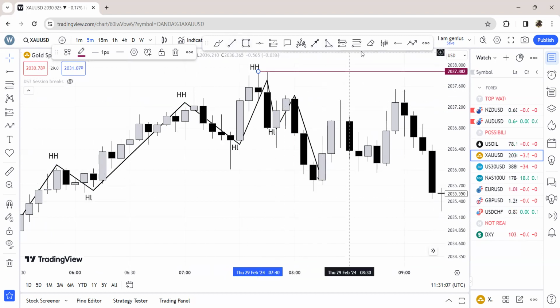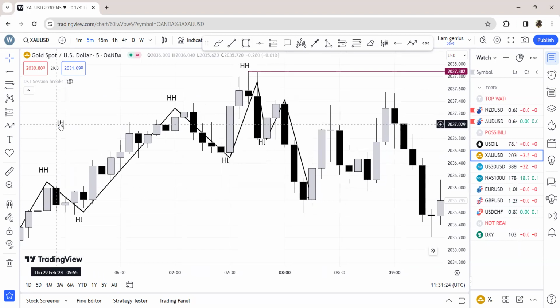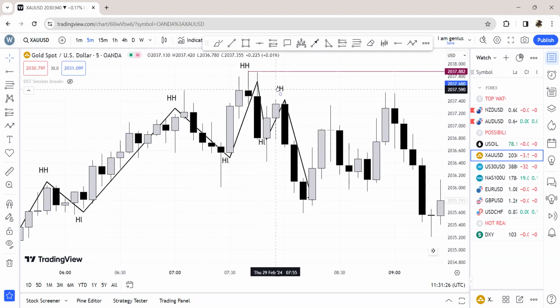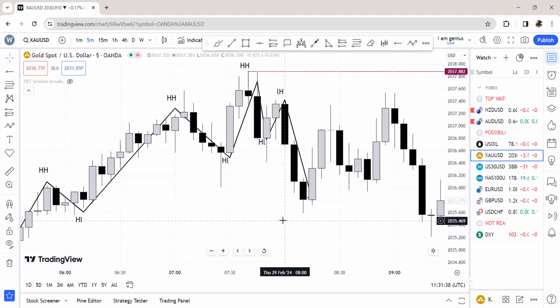So the market failed to break that higher high. What did it do? Instead, it made a lower high. Now, if you know anything about market structure, you know that a lower high is always in a downtrend. Then what couples that downtrend?